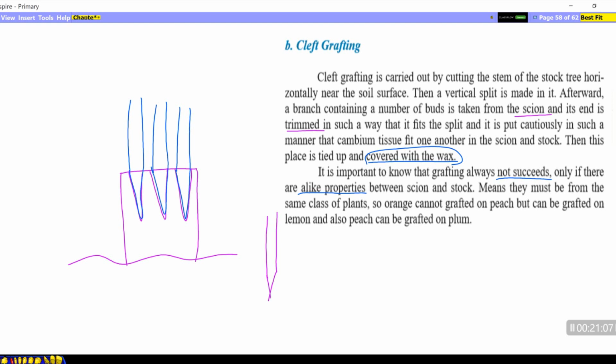An important point during settlement of the scion on the stalk is that we have to take care of the cambium tissue. Cambium tissue is the tissue between xylem and phloem. So when the cambium tissues fit on one another in the stalk and scion, it means xylem and phloem also stick to one another. If these do not fit one another, the xylem and phloem of the scion cannot receive food or water from the stalk, and maybe then the grafting does not succeed.